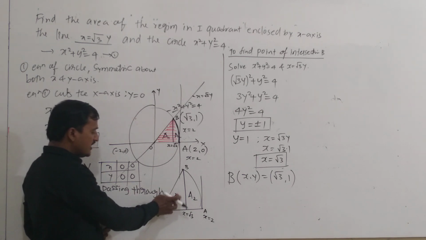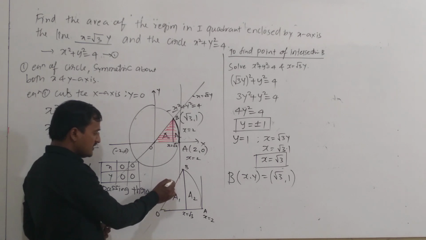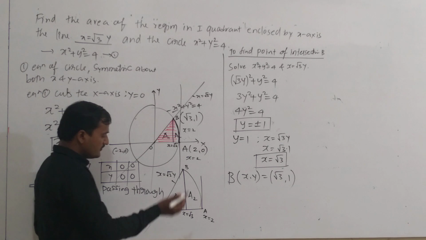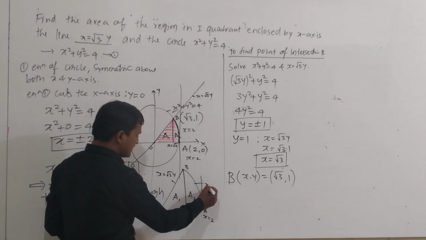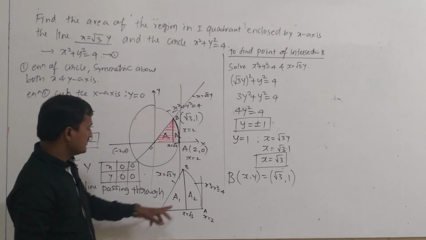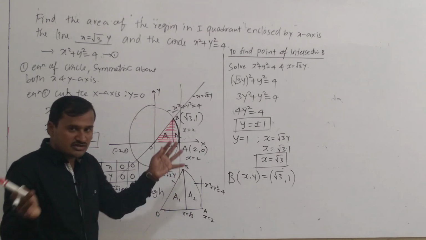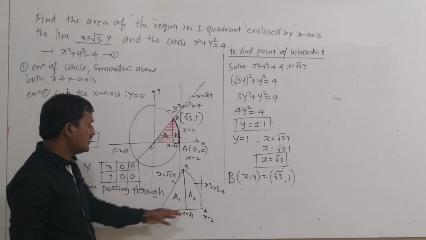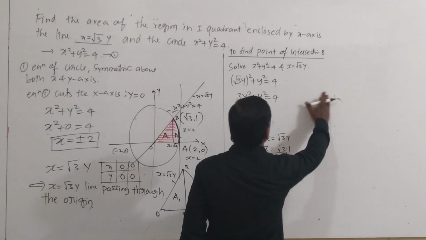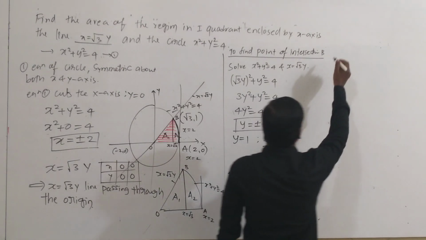If you want to find A1, here the line is x equal to root 3y. If you want to find A2, the curve is x square plus y square is equal to 4. Now I should find this area and this area. Now you should add both the areas to get the total area, right? So therefore the required area.